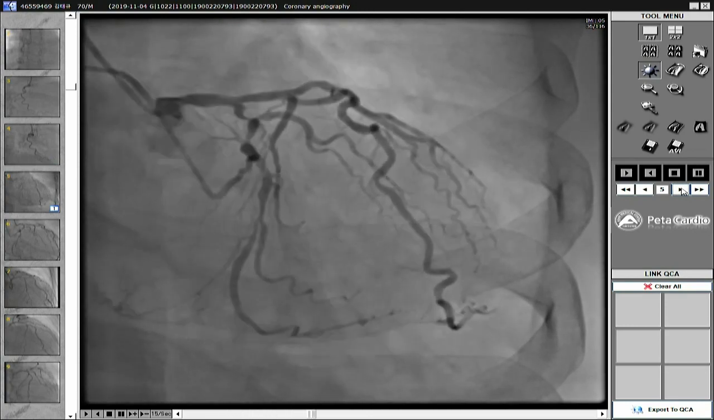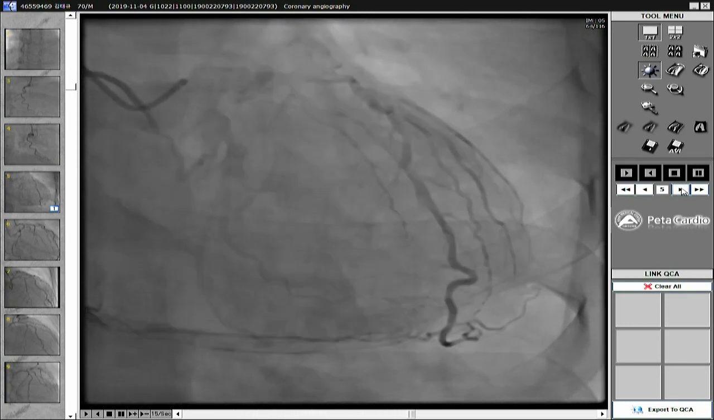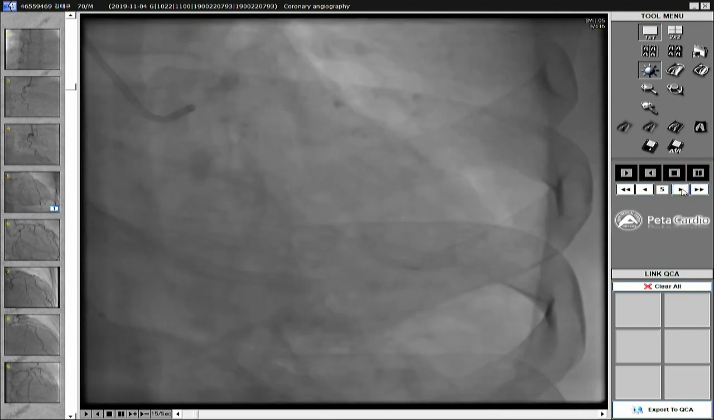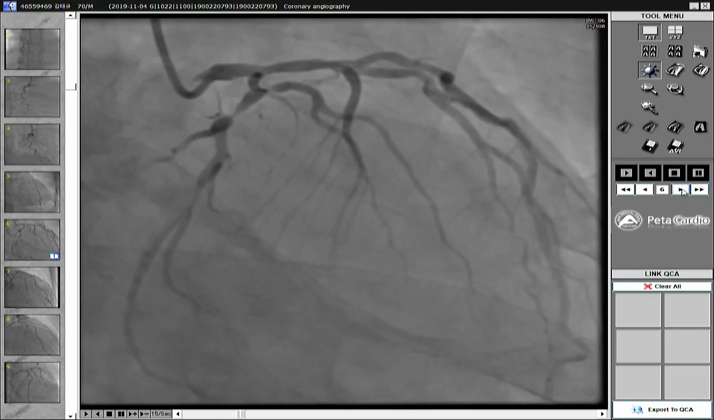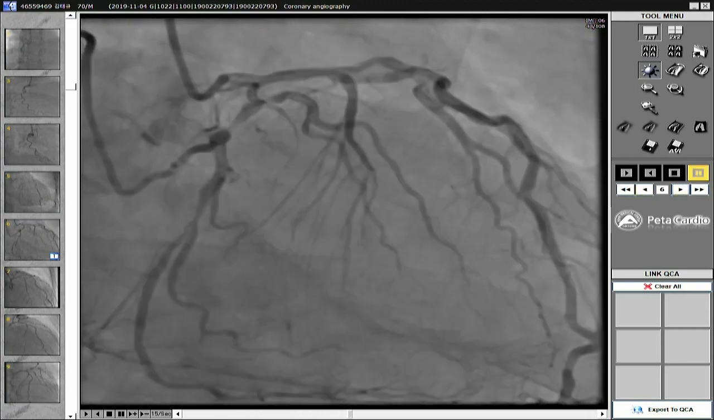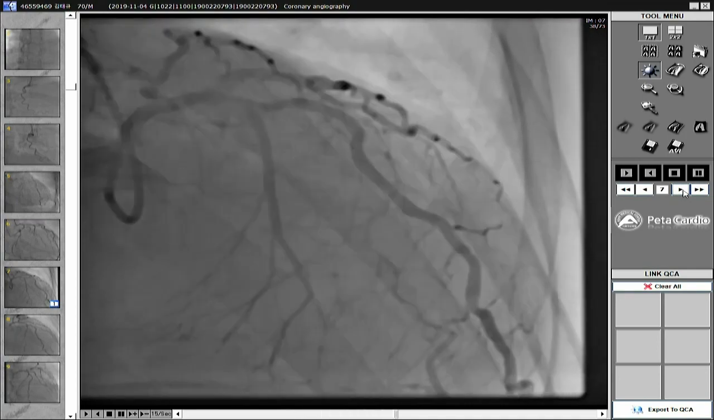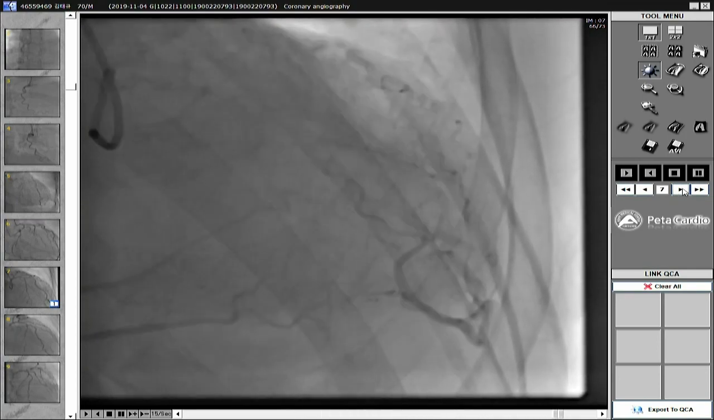This was the previous status of the left coronary system. You can see the disease at the proximal circumflex and LAD. Can you see the cranial view? This was the status of the LAD. At that time, the LAD was FFR positive.